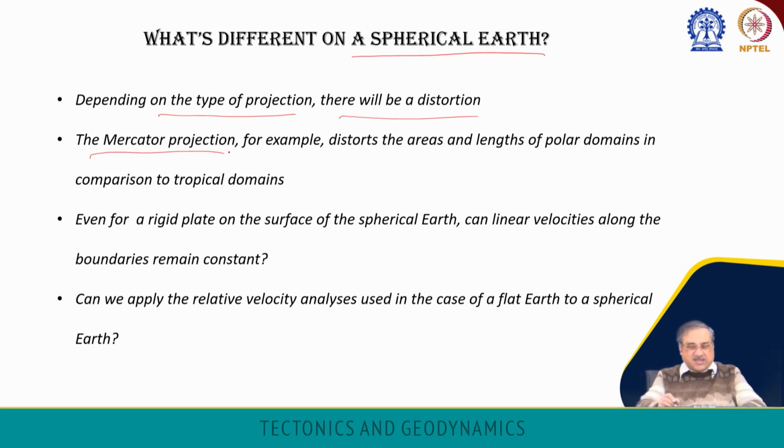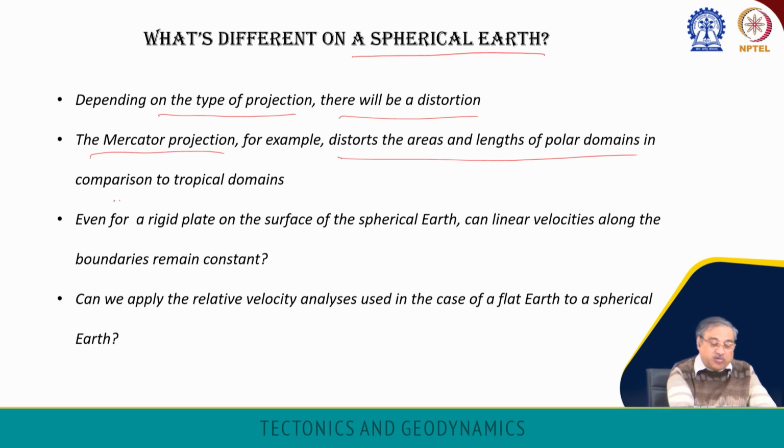So all the longitudes are parallel to each other. Automatically, what this means is that when we are converting what we see on the surface of a sphere into 2D using the Mercator projection, the areas and lengths of the polar domains are actually changed. It distorts the areas and lengths of the polar domains in comparison to what we see in the tropics. So, this is an important point. The consequence of what this means, I will just elaborate on the next few slides.